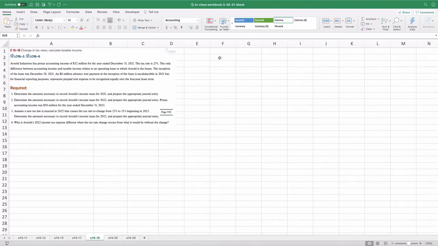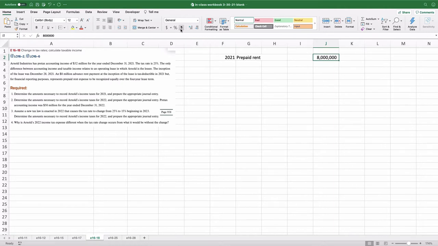So let's record these journal entries. So in 2021, we have prepaid rent that's going to be debited for $8 million. And that's going to be a debit here, and a credit to cash for $8 million. And that's at the end of December, 12/28/21, and then for the end of 2022, we're going to do this.